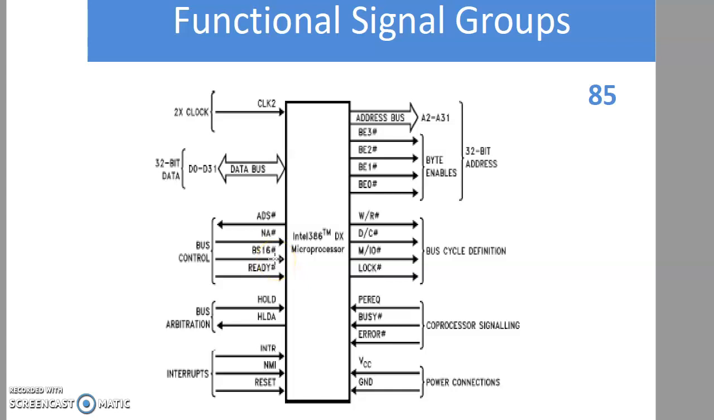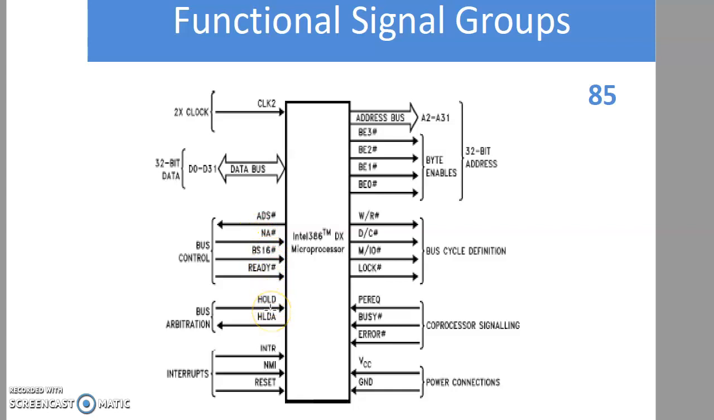BS16 bar, it indicates whether it's a 32-bit data transfer or 16-bit data transfer. So when BS16 bar is 0, it is a 16-bit data transfer. When BS16 bar is 1, it is a 32-bit data transfer. Then you have the ready bar. It is used to indicate that the actual data transfer is being done between the data bus and the memory. So whether it's read or write, that actual data transfer starts only when ready bar is active, that is having zero value. These are all bus control signals.